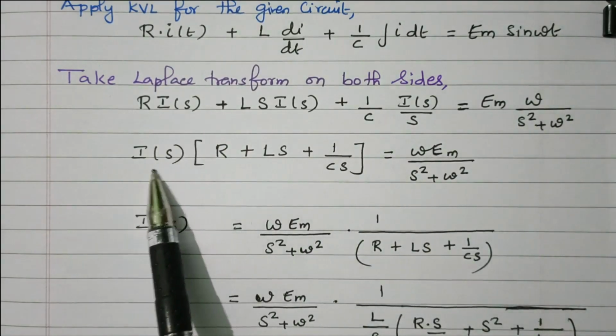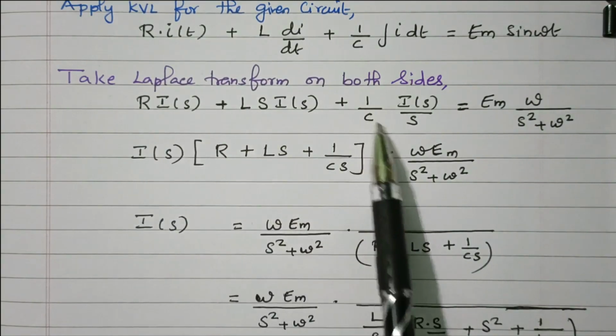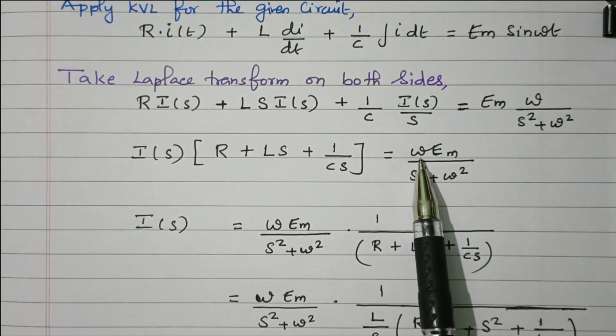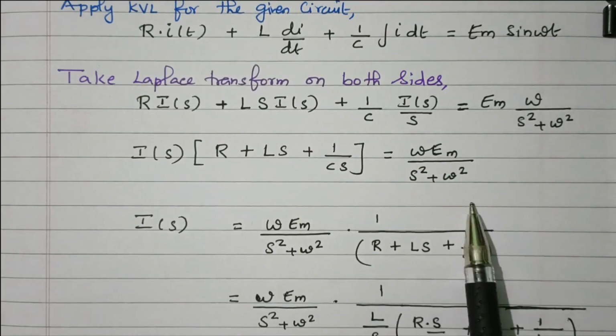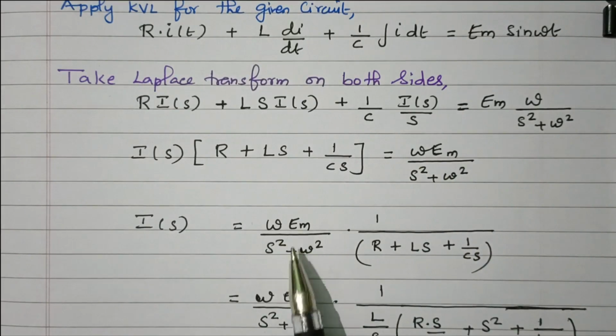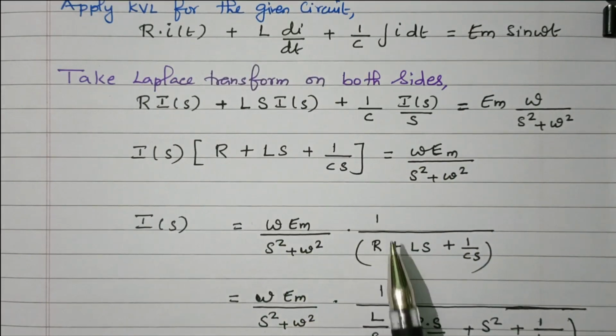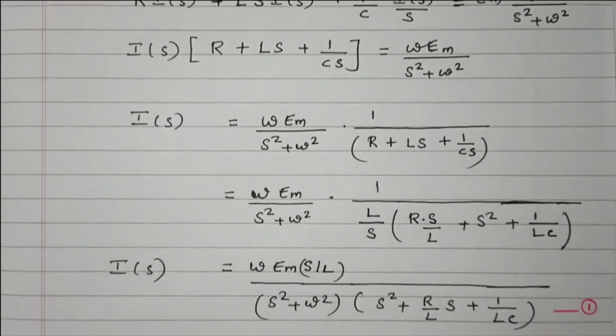Take this I of s common, so that R plus L into s plus 1 by Cs is equal to omega Em divided by s square plus omega square. Now bring this term to the denominator on the other side. So I of s equals omega Em divided by s square plus omega square, into 1 divided by R plus Ls plus 1 by Cs. Now we will go for further simplification.